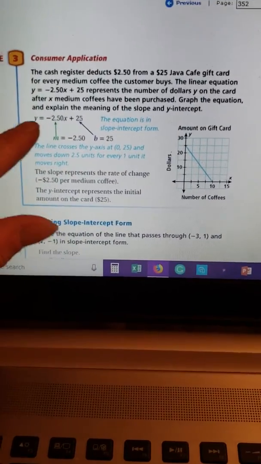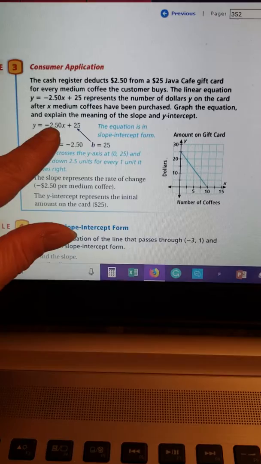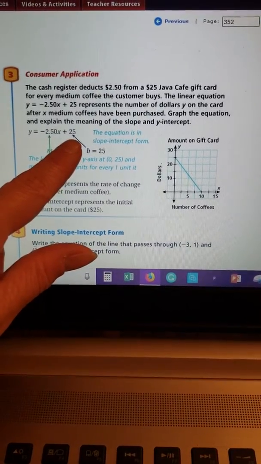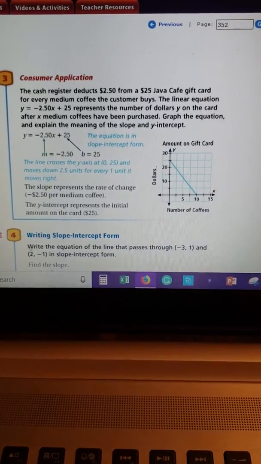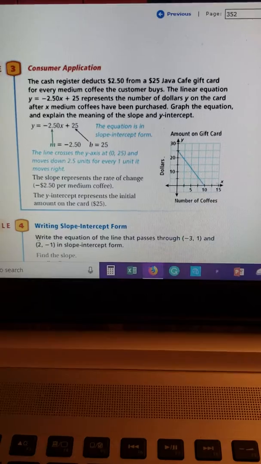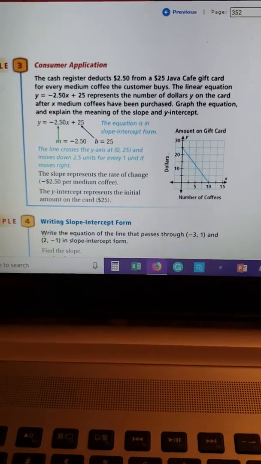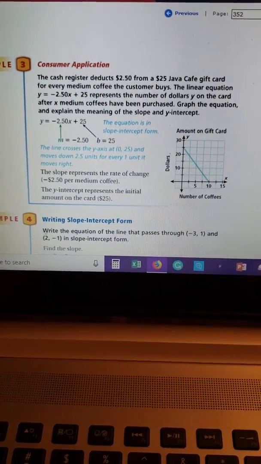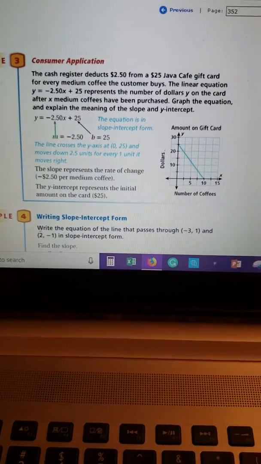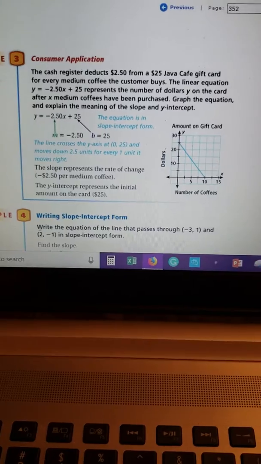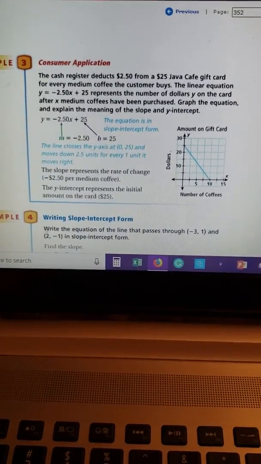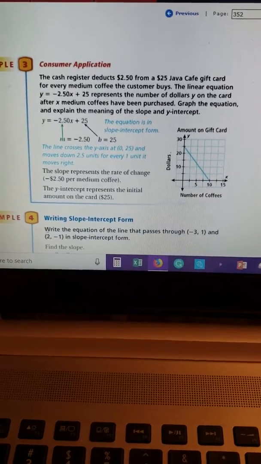Well, you can see, I'm going to actually start with the slope and the y-intercept. There's your slope, negative 2.50, and there's your y-intercept. If you want to graph, you can make a table of values. I wouldn't pick anything negative here. That doesn't make any sense, because you just wouldn't have negative amounts of coffee. You could use the x and y-intercepts, or you can plot the y-intercept and apply the slope. We'll think about that later. For now, I'll just use the intercepts.